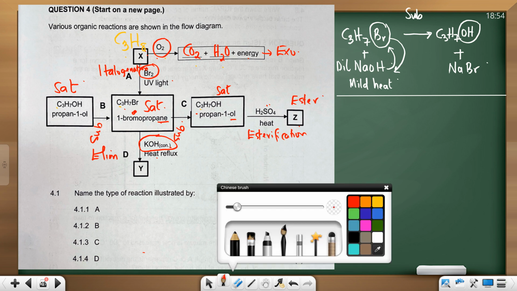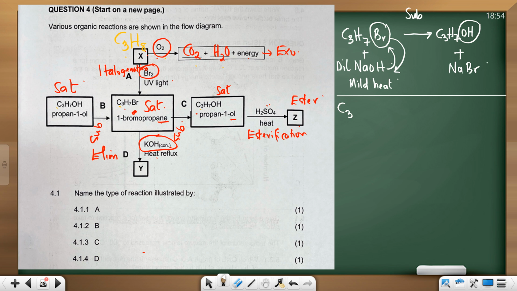Oh, beautiful. Reaction D. My beautiful learners, please check. I actually love this question. I'll tell you why I love it. C3H7Br plus, can you see it's KOH? Which I could have used here as well. But what are you saying? Concentrated what? KOH. What's going to happen?